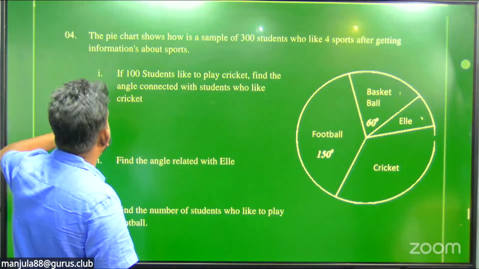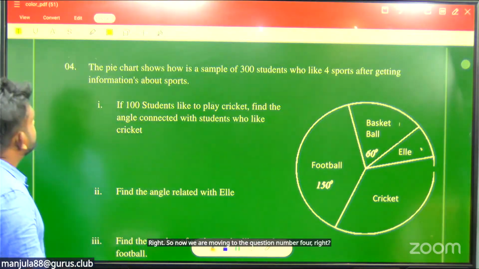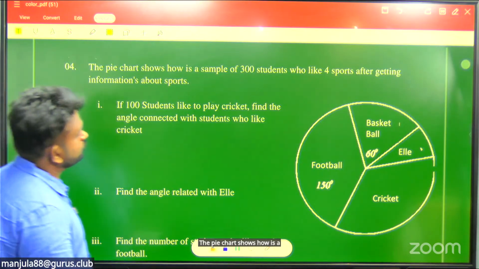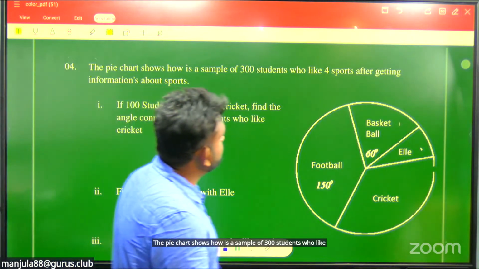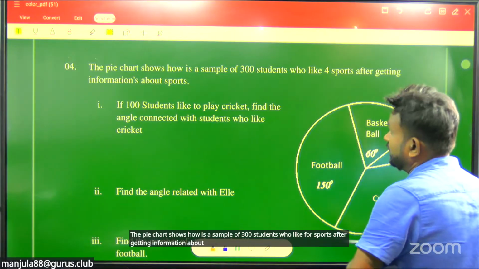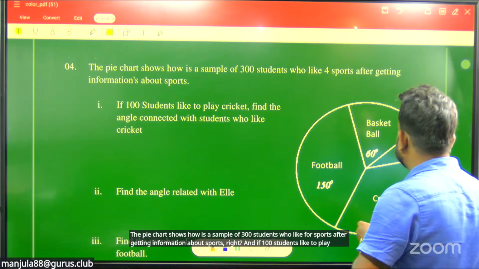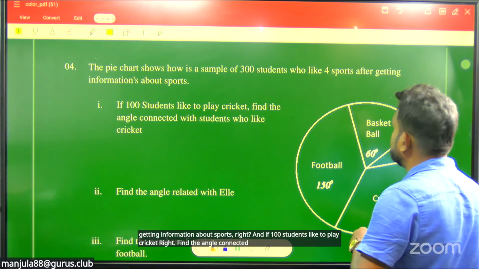Right. So now we are moving to question number 4. The pie chart shows a sample of 300 students who like 4 sports. If 100 students like to play cricket, find the angle connected with the students who like cricket.